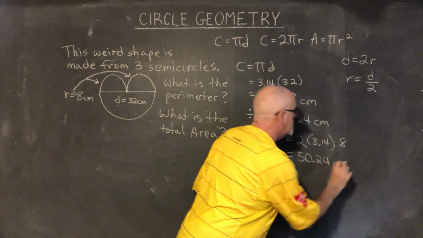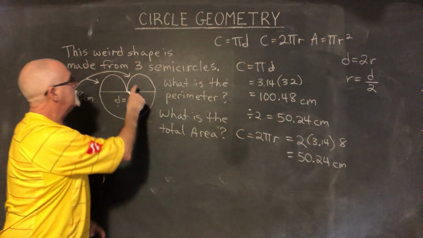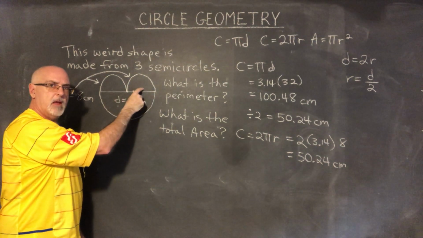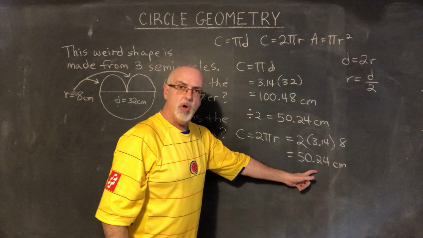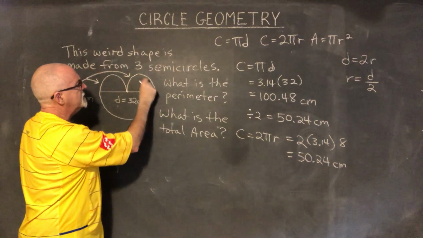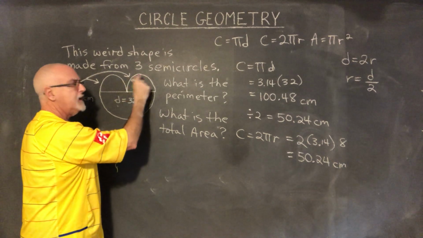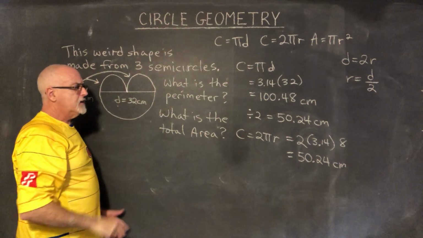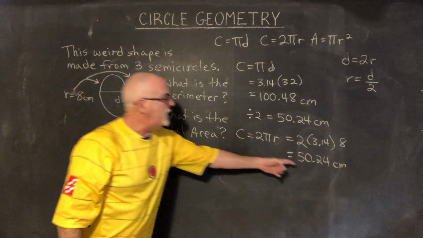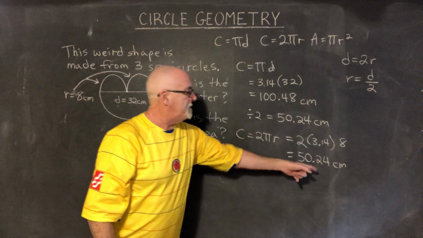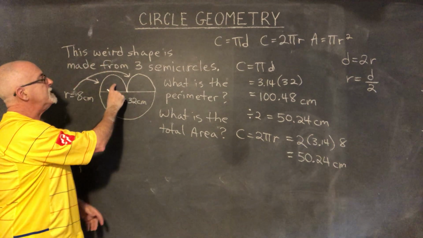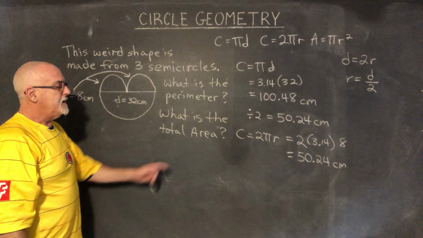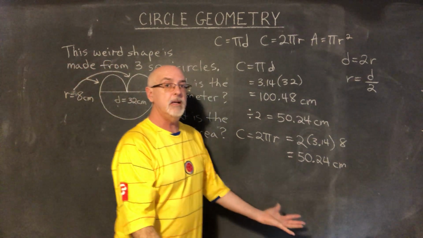50.24 centimeters. Now that's the circumference of the circle that this is a semicircle of, but there are 2 of them. So I could divide this by 2 to get this little semicircle's half circumference, but then I'd have to double it again, because there are 2 of them. So I could say divided by 2 equals, and then times 2 equals, and get back to 50.24. The circumference of this circle, which is actually cut in half, and half of it's here and half of it's there, is 50.24, and that's what I need for my perimeter.